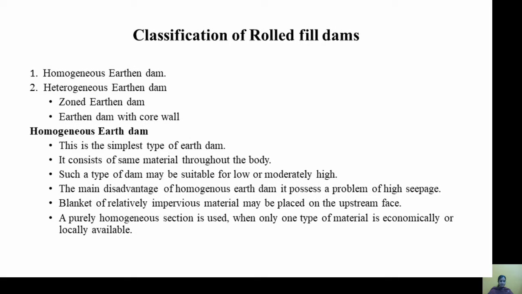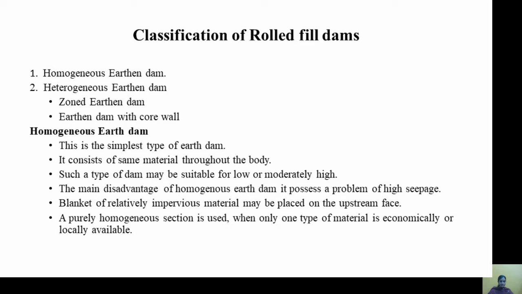The next one is classification of roll-filled dam. Here you can see two types of dam, homogeneous earth dam and heterogeneous earthen dam. Heterogeneous earthen dam is further classified into two types, zoned earthen dam and earthen dam with core wall.